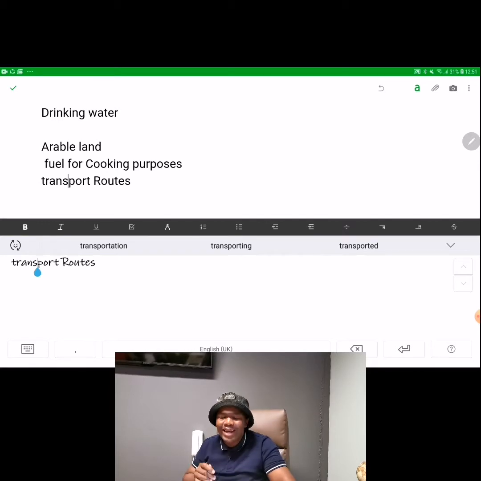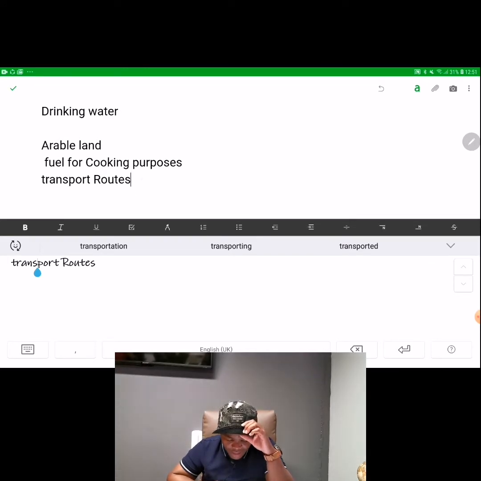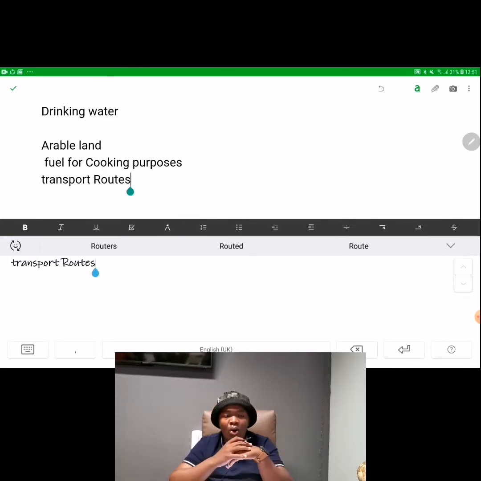And then again, other influencing factors include the quality of the soil, the relief and the drainage, and also defense, usually on high vantage points. All right, so that was the effects of the location of what? Of your site and the situation.